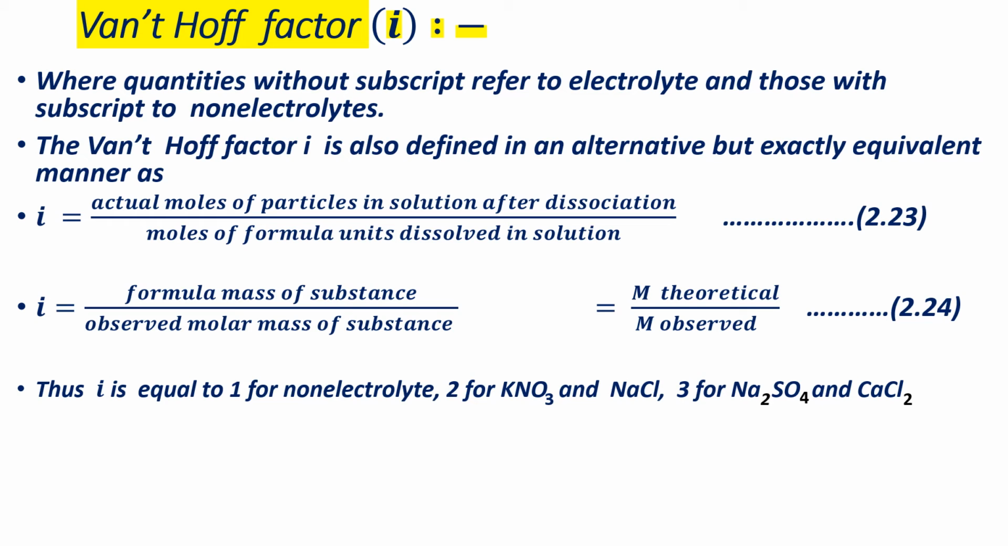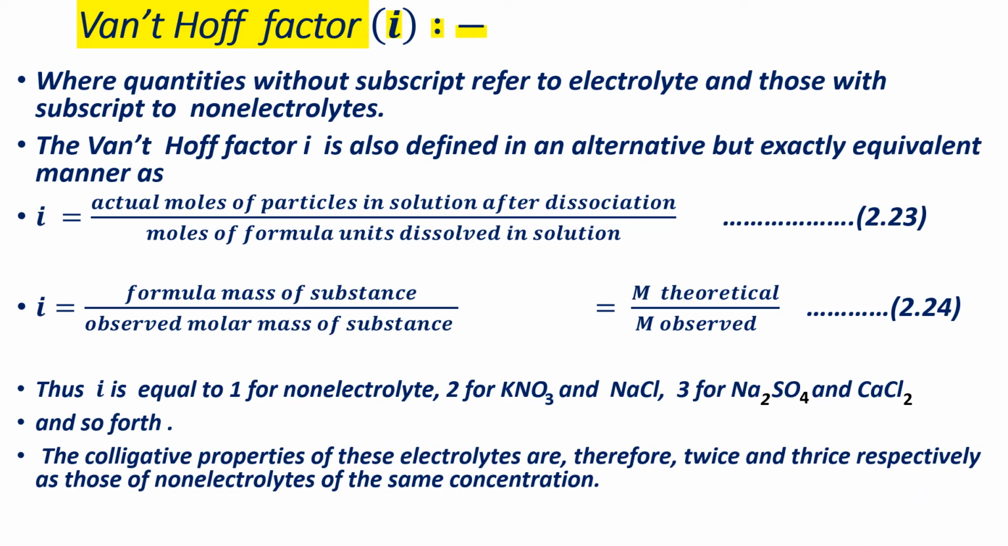Thus i is equal to 1 for non-electrolytes, 2 for KNO3 and NaCl, and 3 for Na2SO4 and CaCl2, and so forth. The colligative properties of these electrolytes are therefore twice and thrice respectively those of non-electrolytes of the same concentration. Okay. Next point.